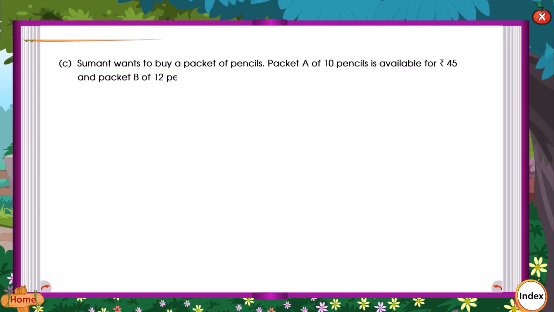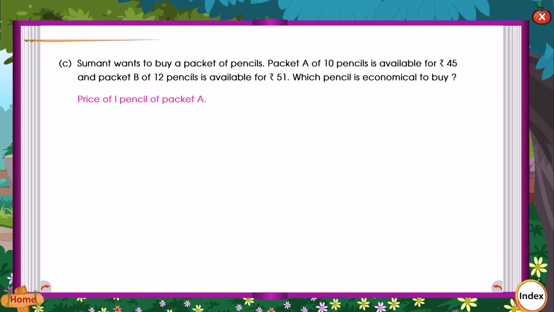C. Sumant wants to buy a packet of pencils. Packet A of 10 pencils is available for rupees 45 and packet B of 12 pencils is available for rupees 51. Which pencil is economical to buy? Price of one pencil of packet A. 10 pencils price is equal to rupees 45. Price of one pencil is equal to rupees 45 divided by 10 is equal to rupees 4 and 50 paise.